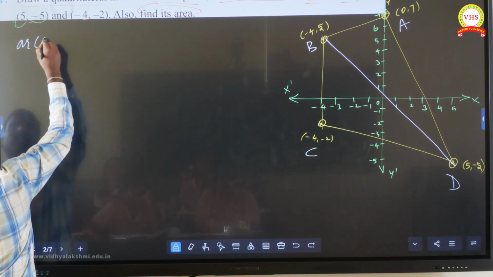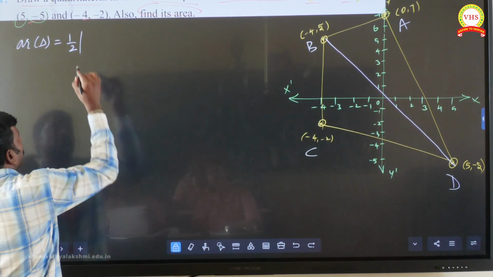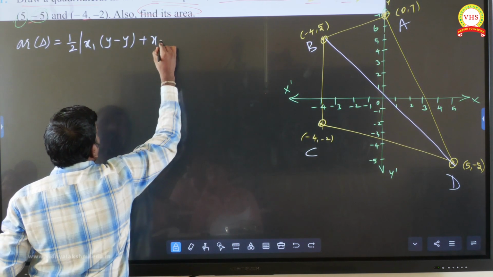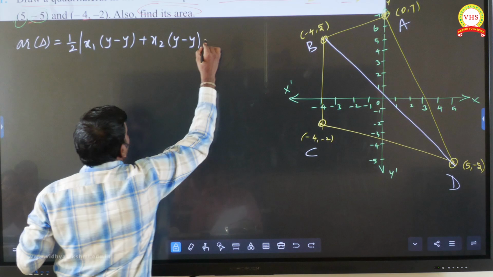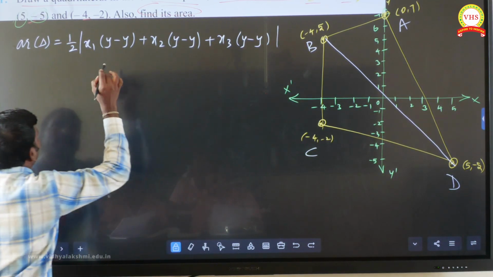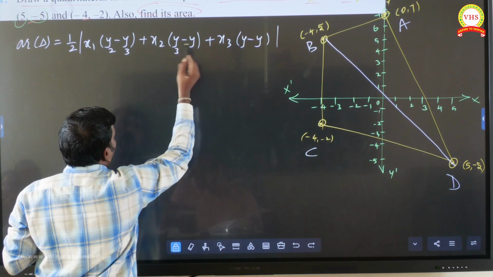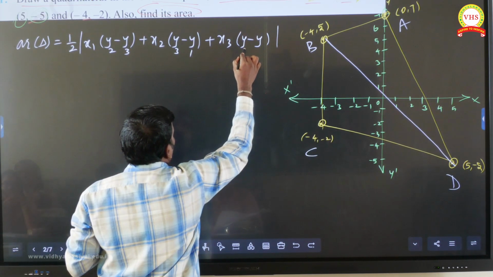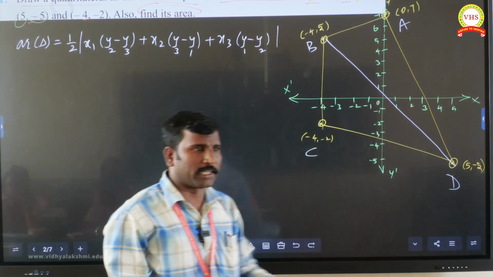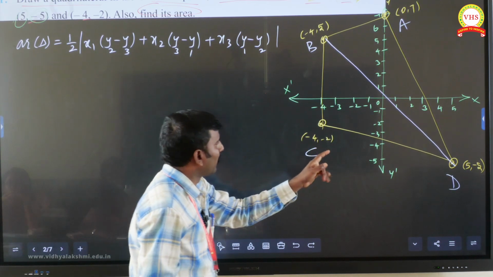Now, first the area of triangle formula. Do you remember, children? Area of triangle formula: 1/2 modulus of x1(y2 - y3) + x2(y3 - y1) + x3(y1 - y2), modulus closed. After 1, 2, 3. After 2, 3, after no number, so 1. After 3, 1, 2. The continuation numbers we have to give. Then you will automatically get the required formula.